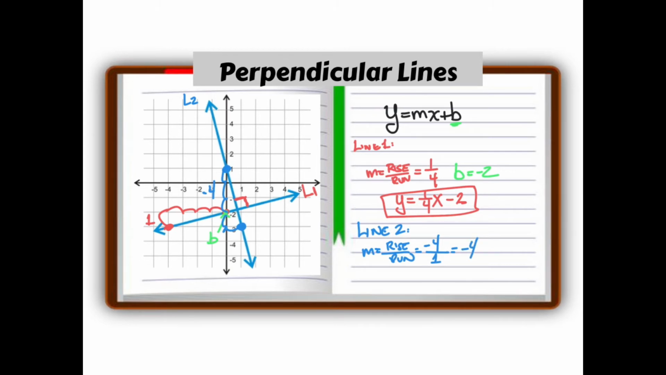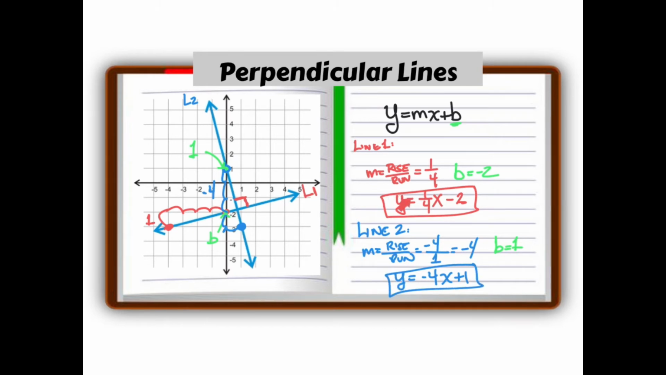Now I'm going to find my b, which is my y-intercept. So the line crosses the y-axis right there. So that's going to be my b. In this case, 1. So that's going to be a 1. So we are ready to write our second equation. y equals m, -4, x plus b, plus 1.